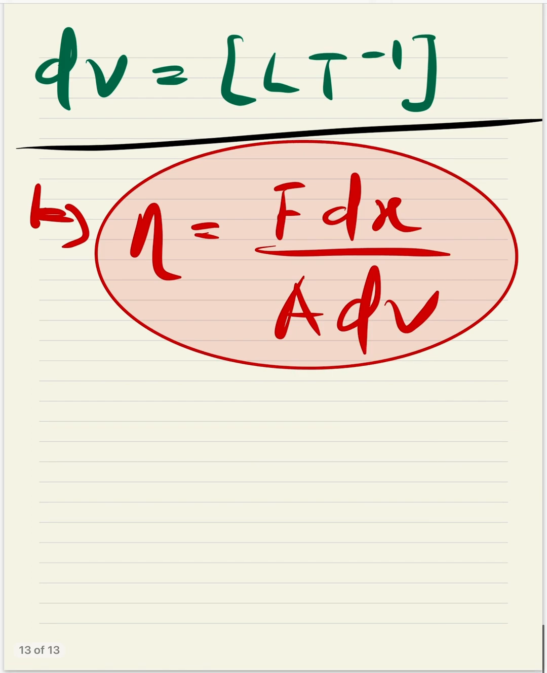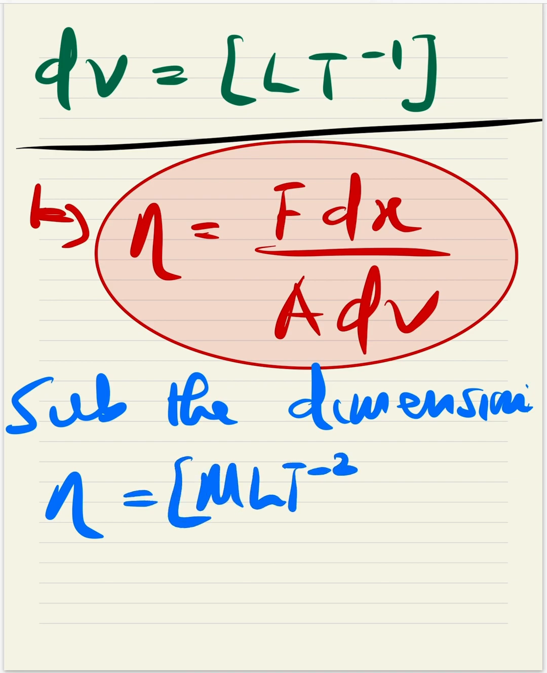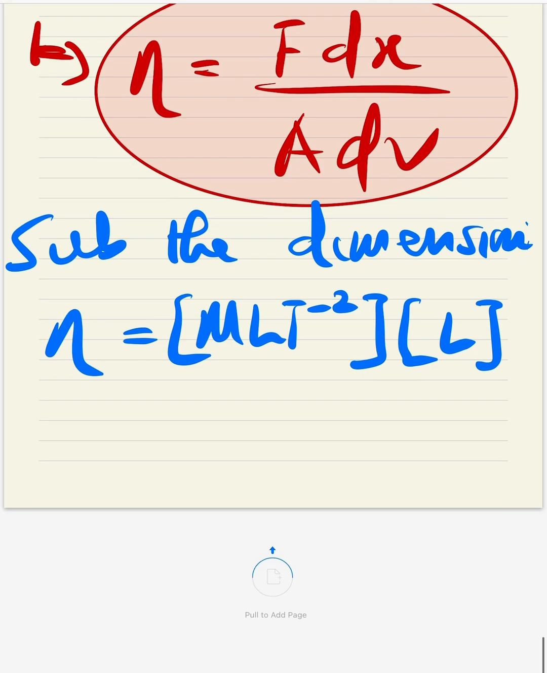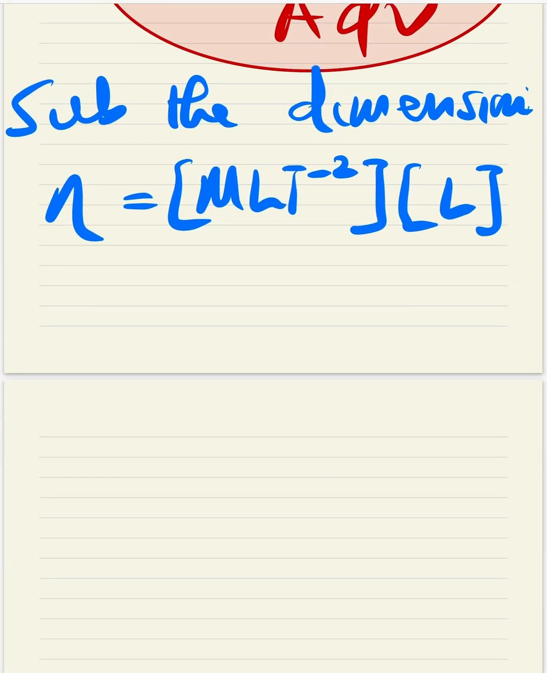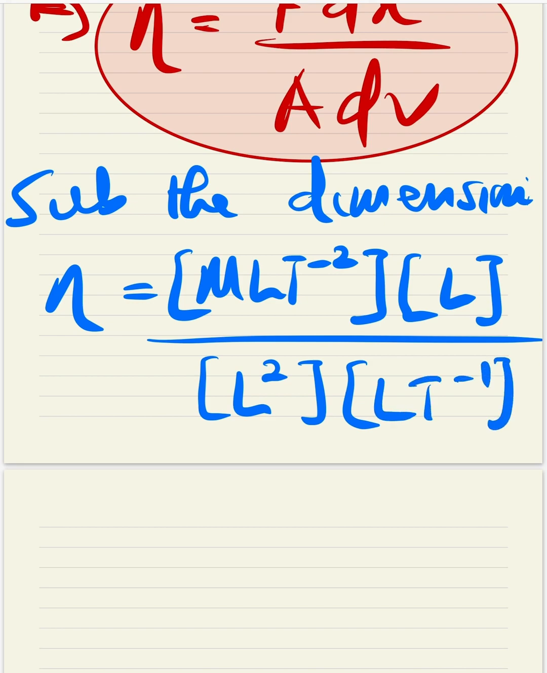So what next? The next thing now is for us to substitute the dimensions, right? You are going to have eta, to give us the first one first, MLT minus 2. Then the length for the dx, right, all divided by L squared, that is for the area. Then the last one is the velocity, which is LT minus 1, right?